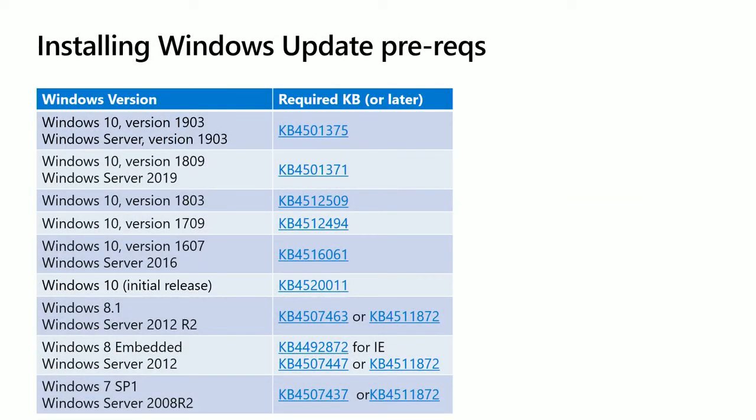I mentioned the Windows updates. This is the table. It's in the deck. It's being recorded. But there's 1 KB for each of the Windows 10 releases. You need that one or a more recent one. And then the KBs for Windows and IE for the different versions of Windows 7 and Windows 8.1.